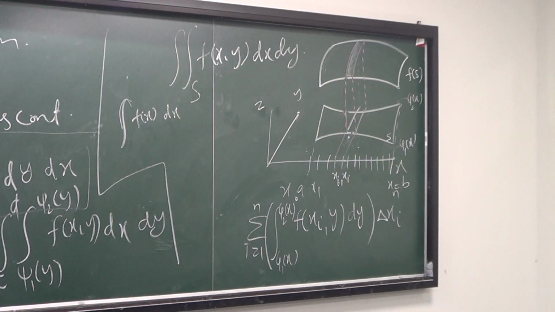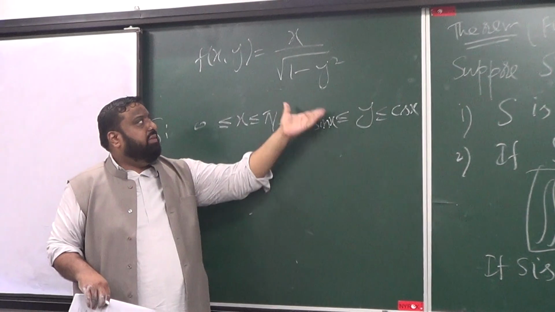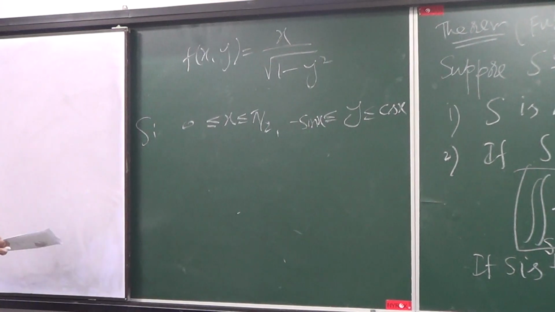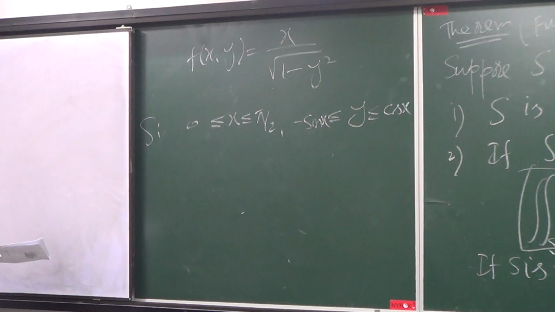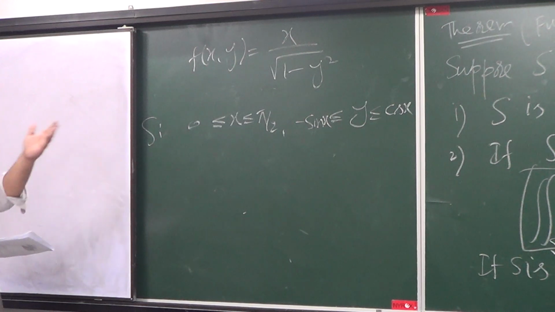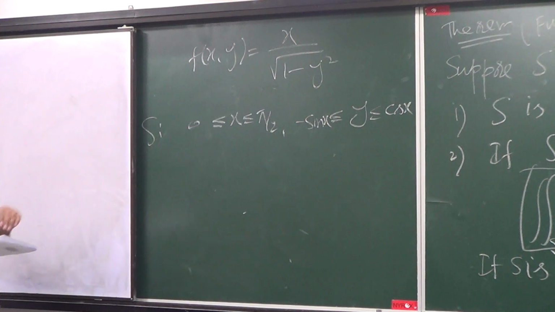You can already see that this has a bit of trouble. Can you spot the trouble? If I choose points from this region S, will there be a trouble-making point? Yes. When x is pi by 2, cos x becomes zero and sin x becomes 1, so 1 minus y squared will be zero, so you're going to get in trouble.